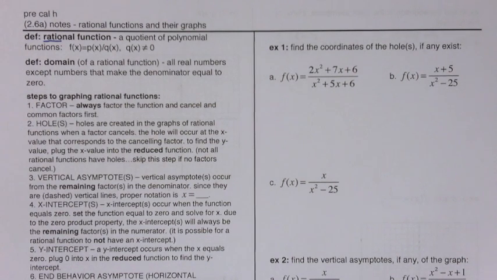Step 1 is to factor. So you always want to factor the function first so that if there's factors that cancel out, they get canceled.